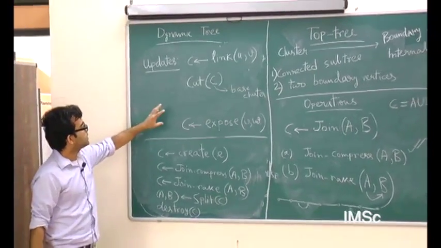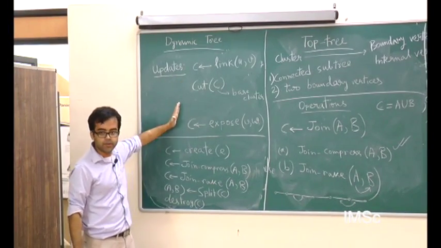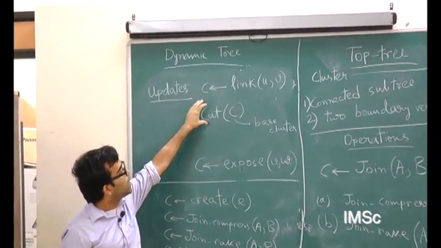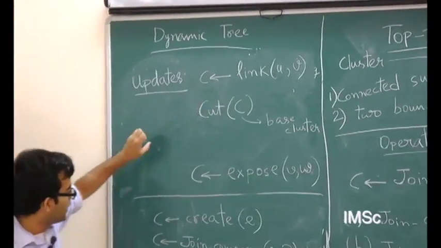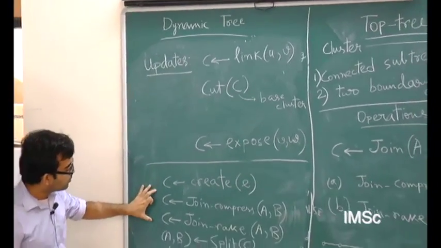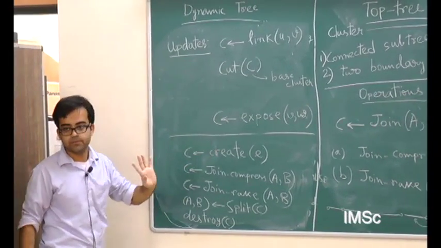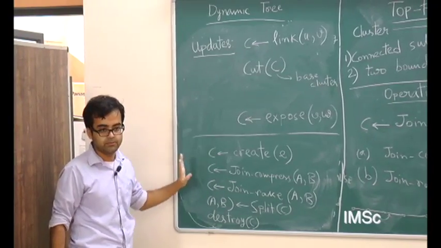So you can just think of it as follows. These updates are supported, and whenever you ask for an update, it is just going to perform order of log n many primitive operations, and it is going to fix the tree. Okay. This is how it works.